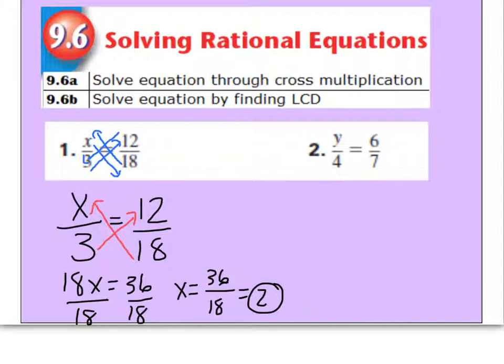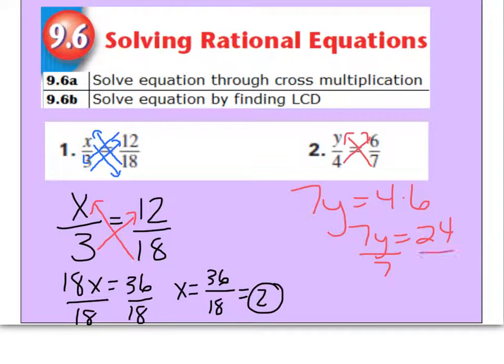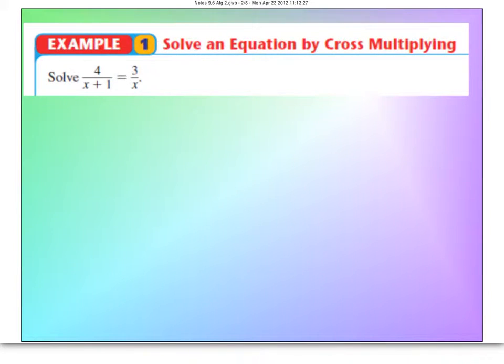So the next question, number 2, it's y over 4 equals 6 over 7. To get rid of the fraction, I'm going to move the 4 up and the 7 up. So you get 7y equals 4 times 6. Well, that's 7y equals 24. To solve for y, divide by 7. That does not go in there evenly, so I'm just going to keep it as an improper fraction, and that's our answer.